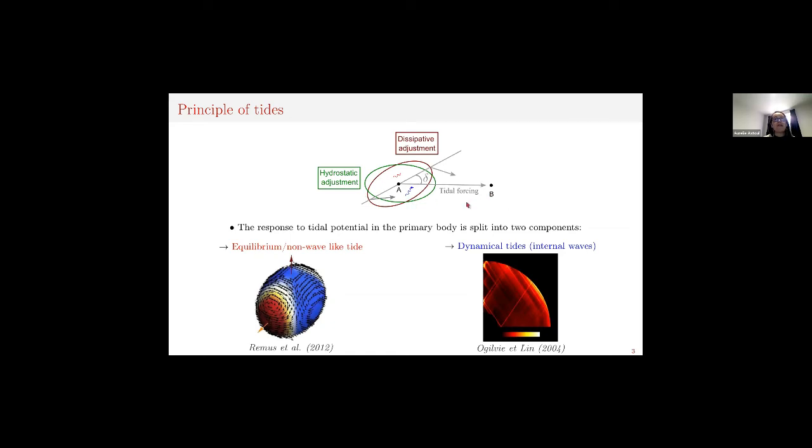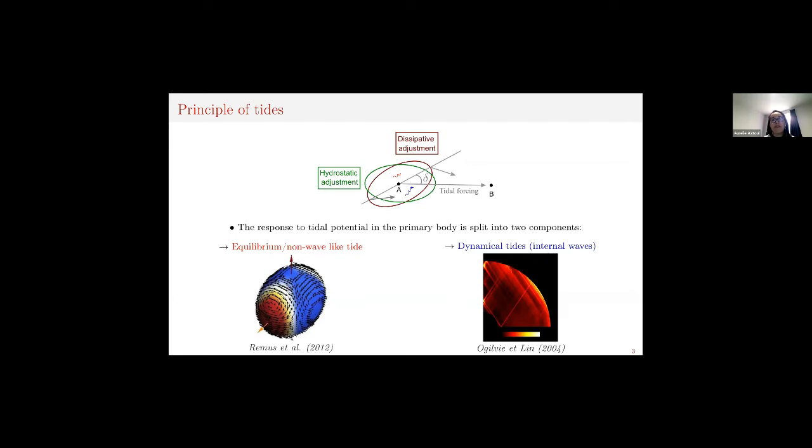So to explain a bit what's happening in the body, consider again that you have two bodies. Body B is a point mass and is triggering tidal flow inside body A. Usually we decompose the tidal response into two parts. First, what we call the equilibrium tide, which is large scale flows inside the body, mainly this tidal bulge here. And secondly, what we call dynamical tides, which are in fact internal waves.